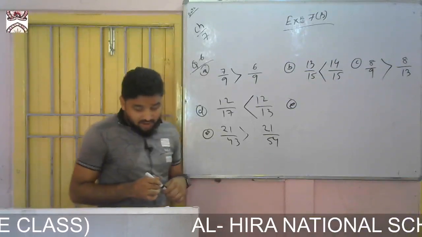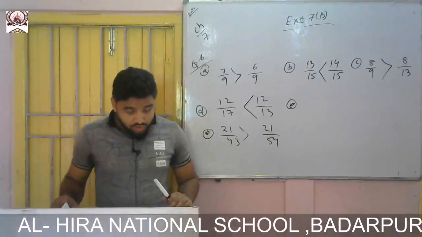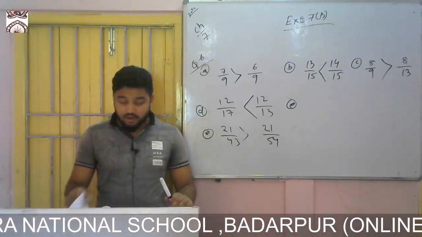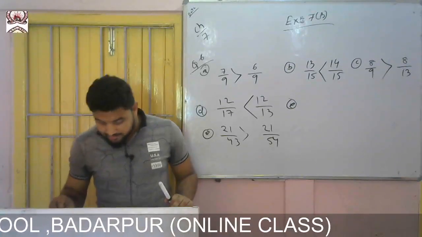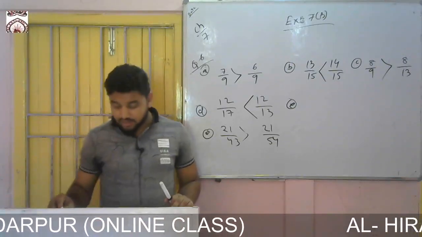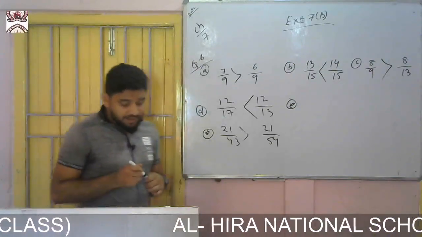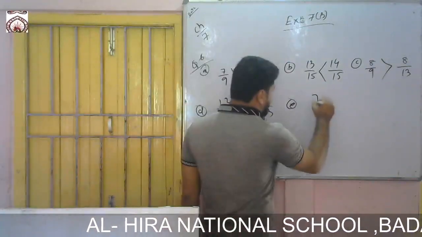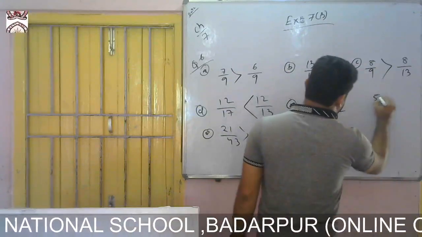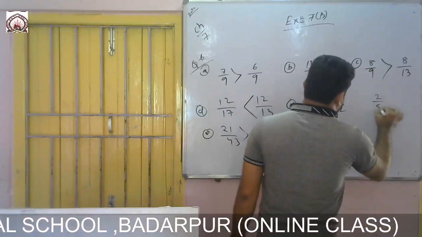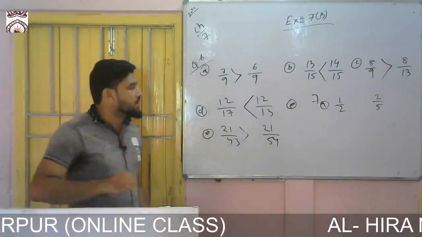Question number 7 is 1 by 2, 2 by 5. Whenever you see the denominators are not the same, then you cross multiply, and you can get the answer. So 7a: 1 by 2 and 2 by 5. So how to check?